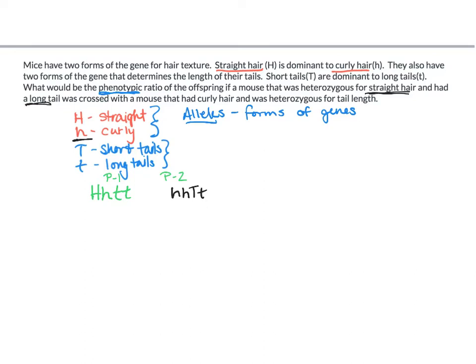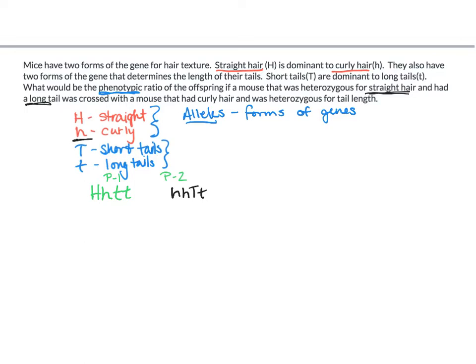right? Straight hair, heterozygous for straight hair. Long tail will be homozygous recessive, right? Because long tails are recessive, so we have to have two recessive alleles. And then our other parent had curly hair, right? Curly has to be homozygous recessive. It's going to be curly, and then heterozygous for tail length. Okay, so those are our two parents.